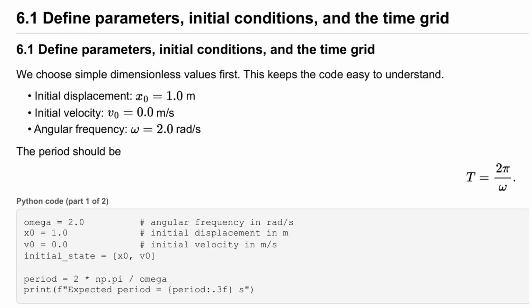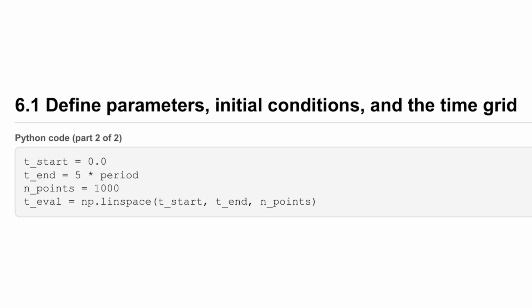Next, we define our physical parameters and initial conditions. We will start with a displacement of 1 meter and an initial velocity of 0. We calculate the expected period based on our omega value of 2 radians per second, which will help us determine how long to run our simulation. We establish our time grid by defining a start time, an end time equivalent to 5 full periods, and a high-resolution grid of 1,000 points. This eval array is where we want the solver to report the position and velocity of the oscillator.